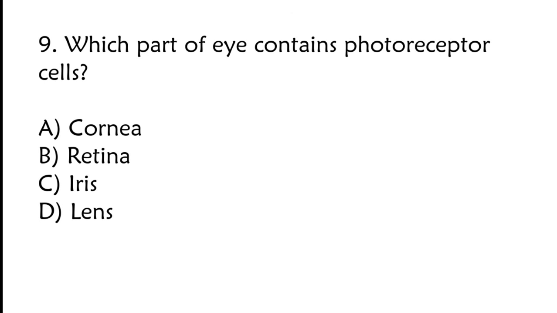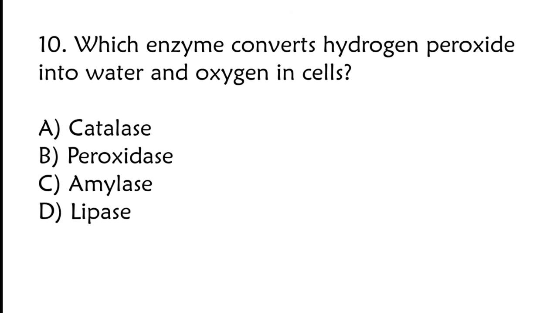Which part of eye contains photoreceptor cells? Correct answer is retina. Which enzyme converts hydrogen peroxide into water and oxygen in cells? Correct answer is catalase.